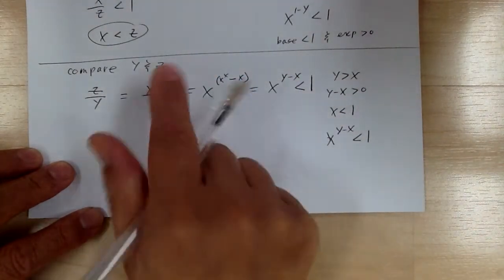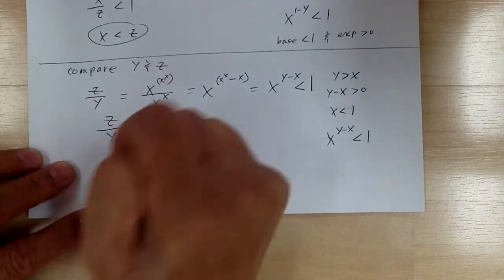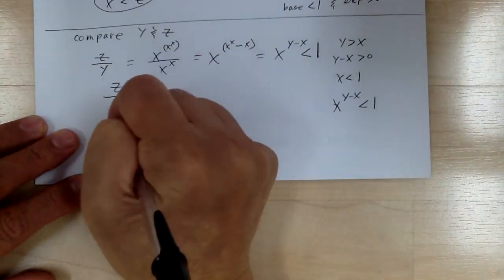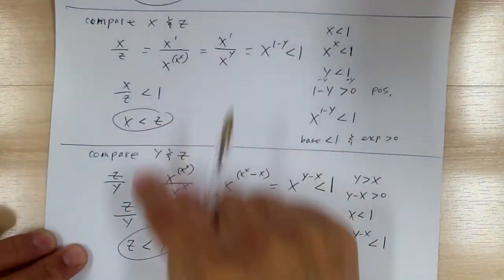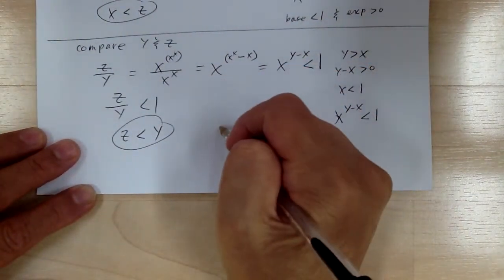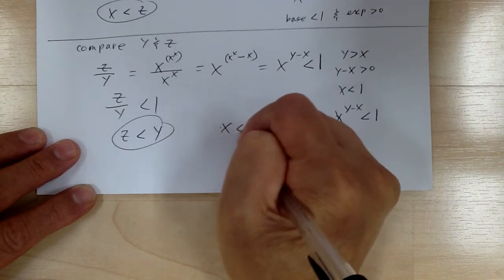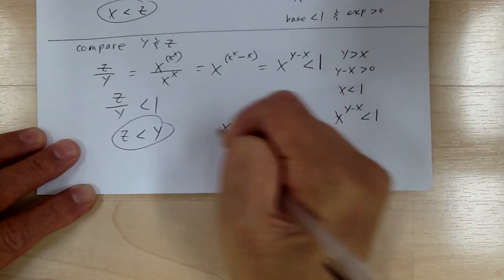Okay, I can just get rid of the middle. So you got z over y is less than 1. So cross multiply, you got z is less than y. So from this three information, we can see that the order would be x is less than z, less than y.